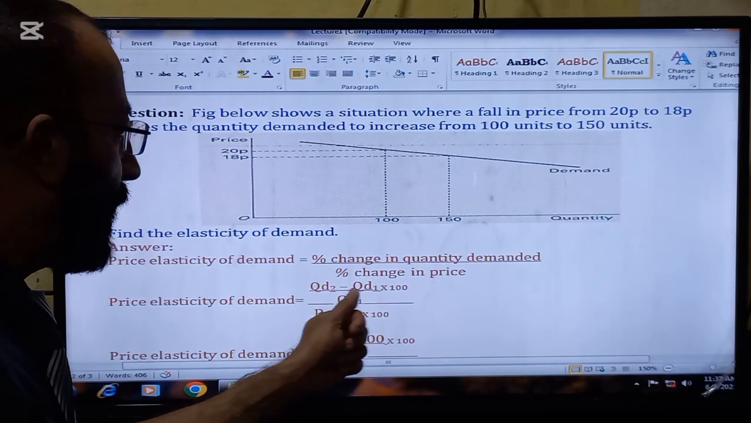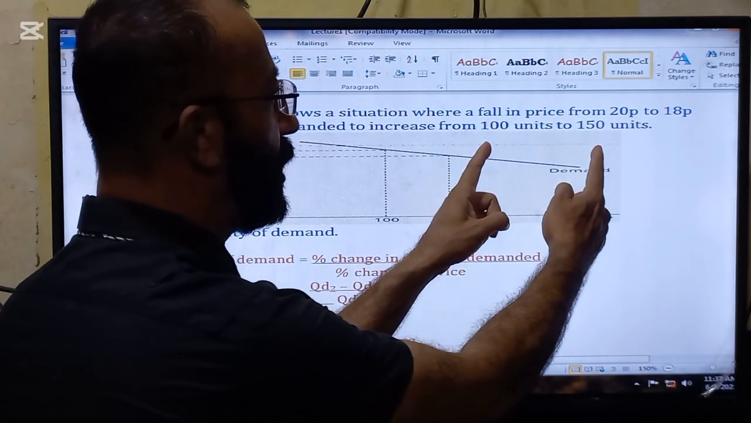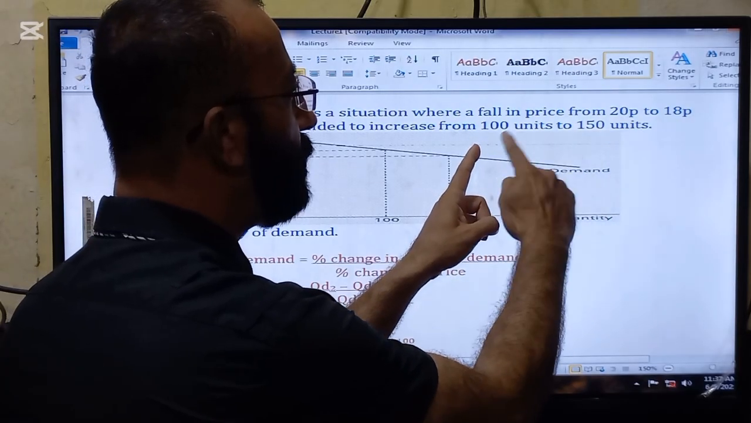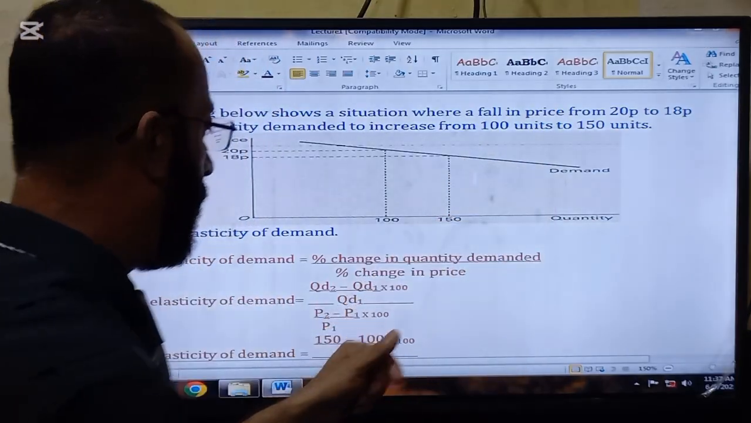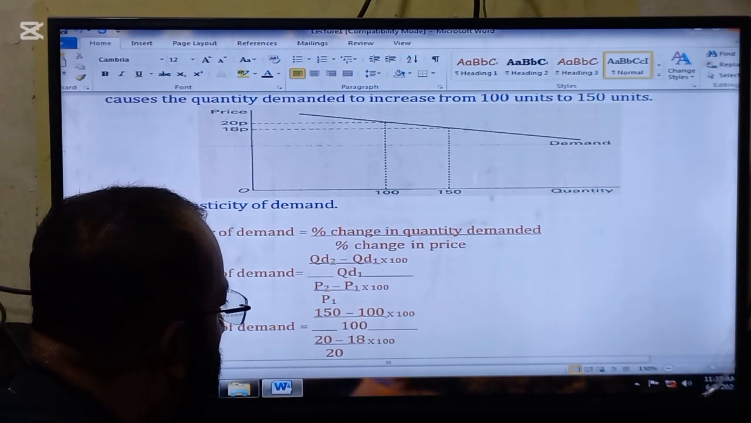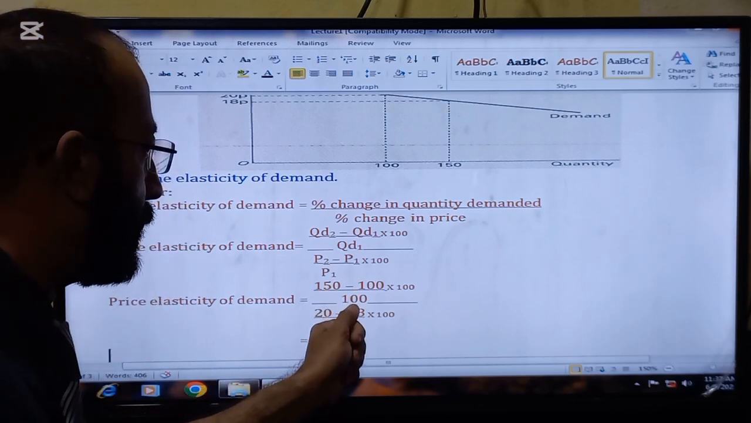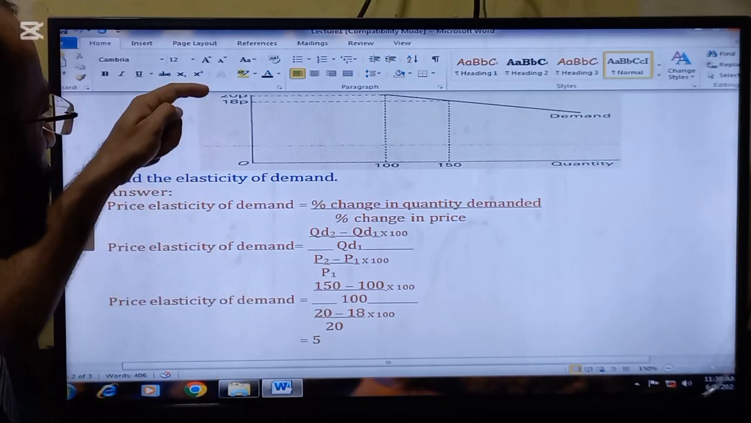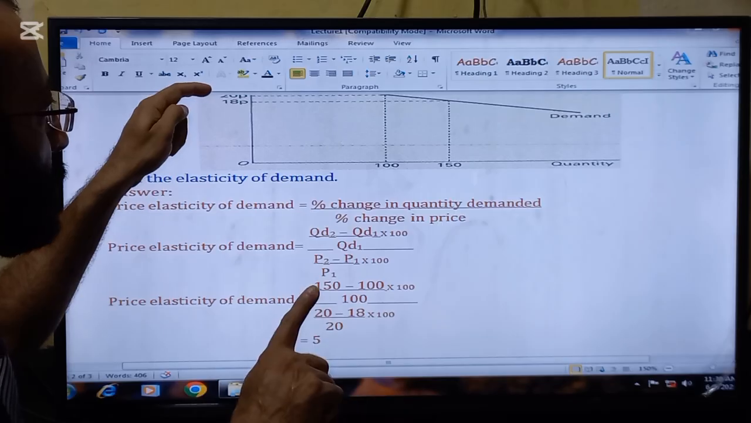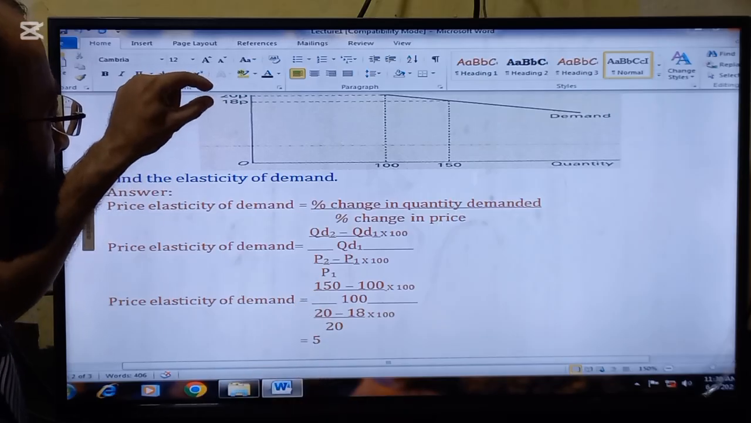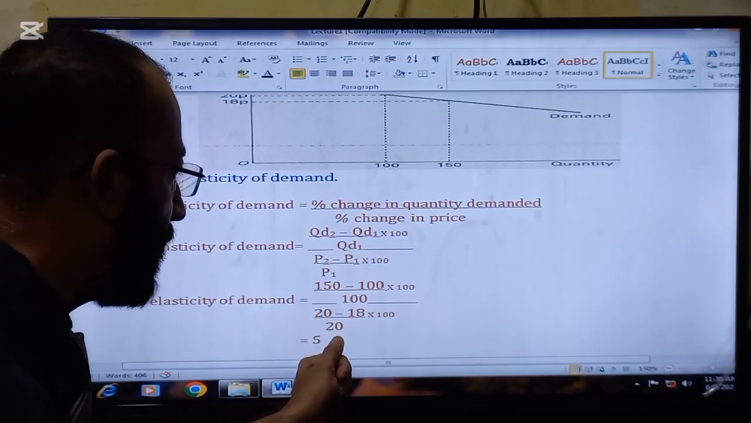Now, the change in quantity demanded is in the numerator. So here is the quantity demanded. The change in quantity demanded is 50, and this is the original. So 50 over 100 will be put in the numerator, whereas the price is actually reducing from 20 to 18. So it means 20 was the original price. So change in price is 2. So 2 over 20 will be placed in the denominator.